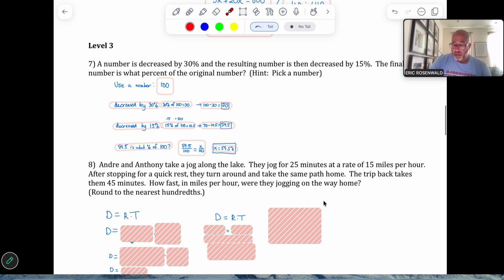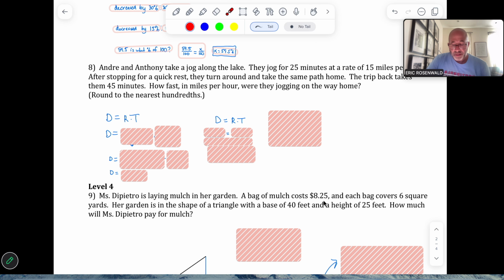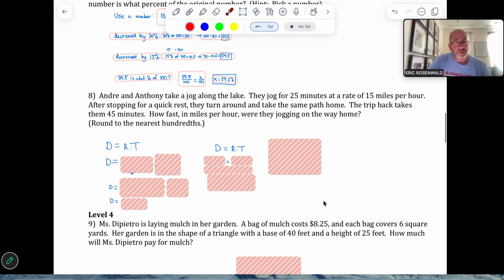Okay? For number 8, Andre and Anthony take a jog along the lake. They jog for 25 minutes at a rate of 15 miles per hour. After stopping for a quick rest, they turn around and take the same path home. The trip back takes about 45 minutes. How fast in miles per hour were they jogging on the way home? Round to the nearest hundredth. Okay, so just keep in mind, we're going to be rounding to 2 decimal places here.